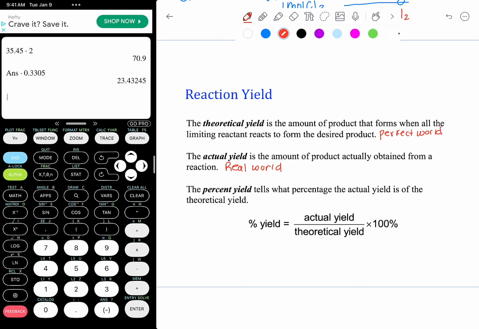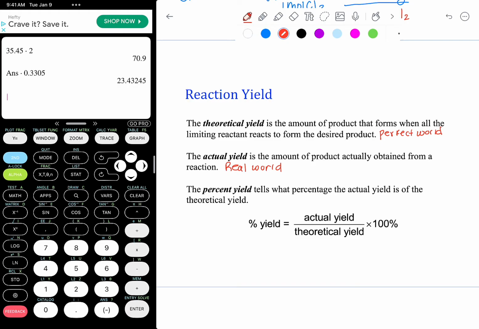So the comparison of the actual yield and the theoretical yield is called the percent yield. And that tells us what percentage the actual yield is of the theoretical yield. The higher the percent yield is, the closer our actual yield is to our theoretical yield.